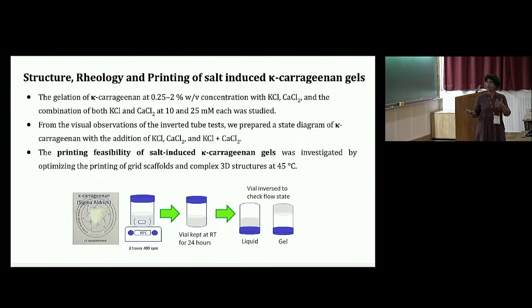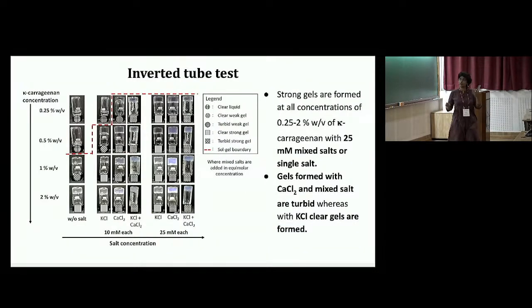So this is the visual test which we do, which is the inversion of the vials. If the solution flows, it is a liquid-like material, and if it doesn't flow, we call it a gel. The two electrolytes which we have used are potassium chloride and calcium chloride. These are widely reported in the literature as well, especially potassium chloride. This is a monovalent cation and a divalent cation, and then of course the mixture of the monovalent and the divalent cation. So this is a visual state diagram which we prepared.